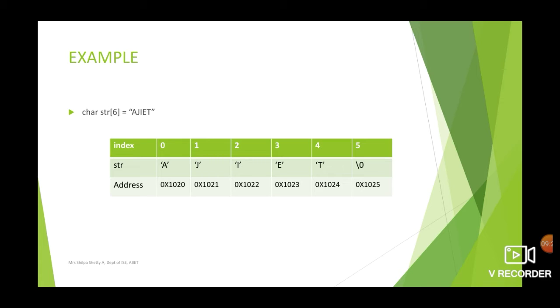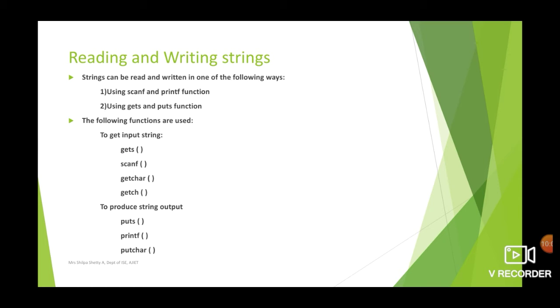Look at the addresses there: 1020, 1021, 1022. It's continuous. That means each location occupies only 1 byte. That is because a string is a character array. Each string is stored in terms of characters, and we know that each character occupies only 1 byte. That's why the array locations are continuous there, 1020, 1021, because a single character occupies only 1 byte. So that was about compile time initialization.